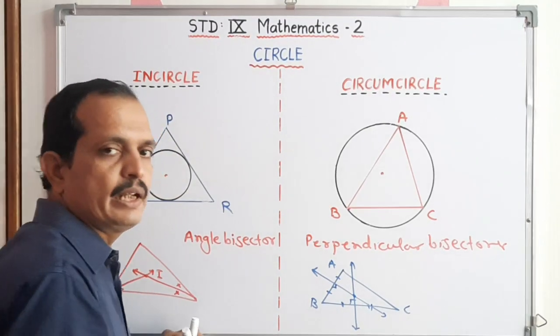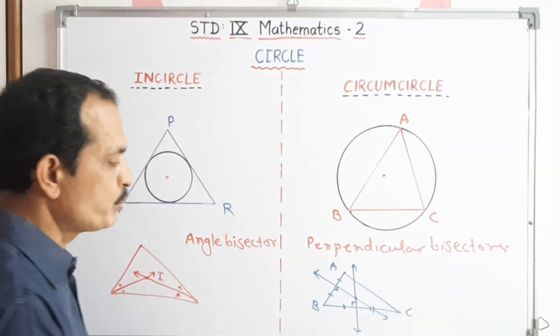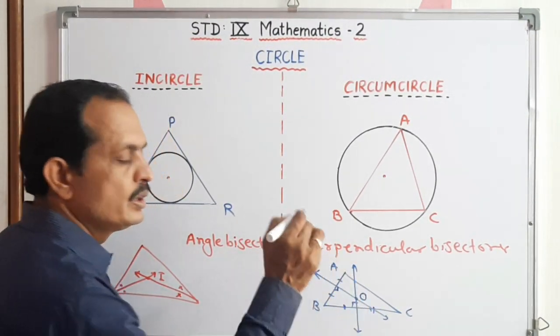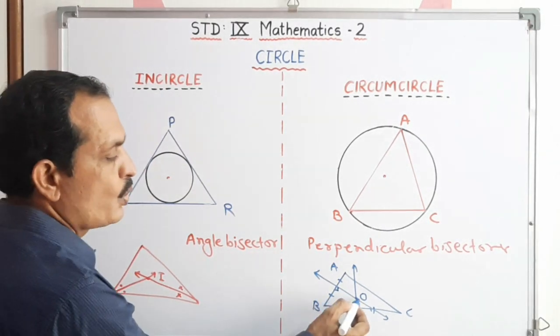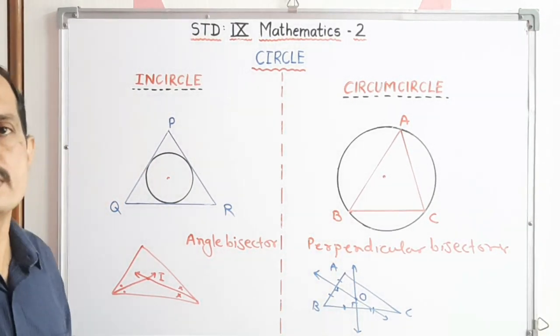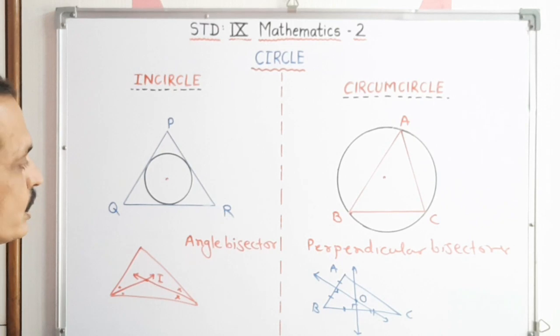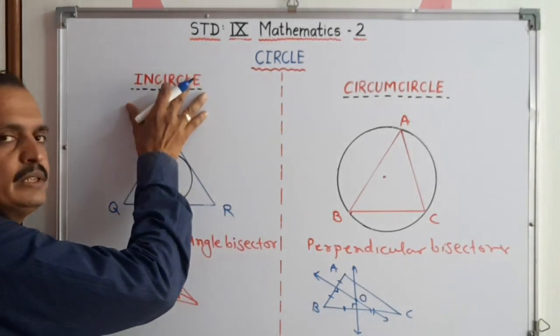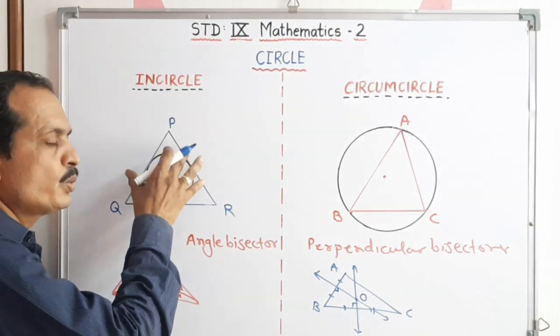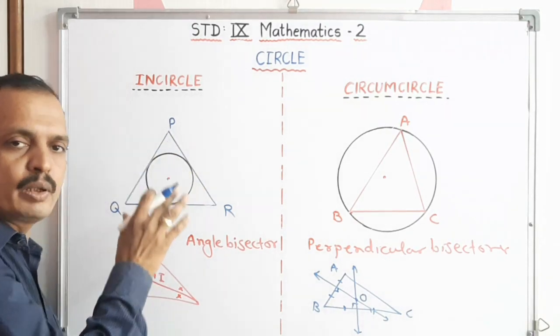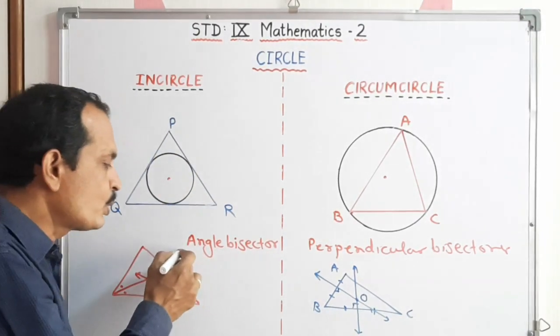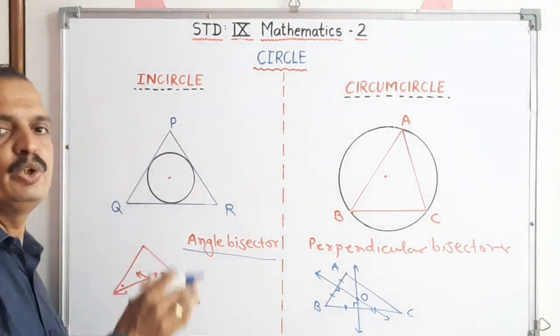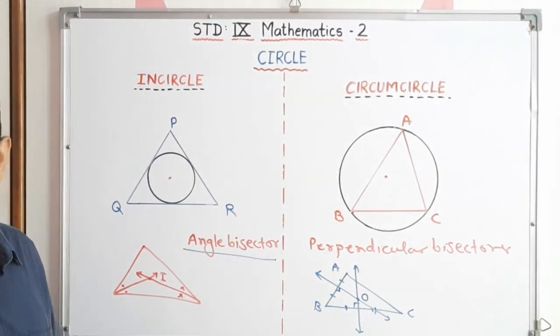They coincide, that means they intersect each other at one point. This is O and this is called the circumcenter. Therefore remember, dear student, when we have to draw the incircle, first of all we have to draw the triangle of given measurement, and then we have to draw the angle bisector of any two angles of the given triangle.